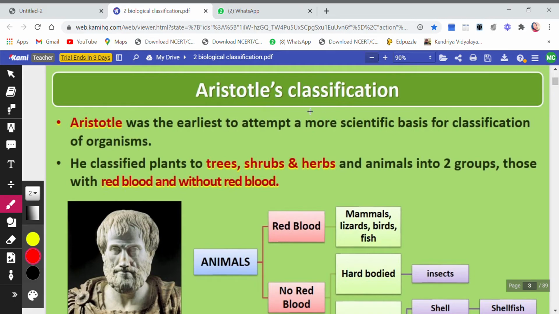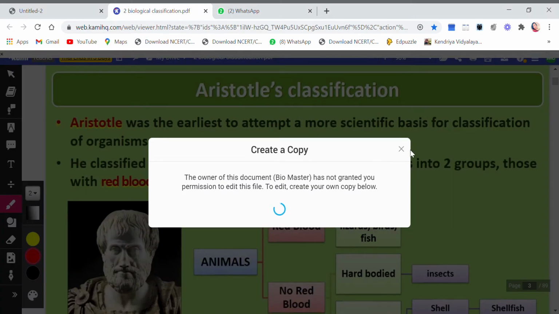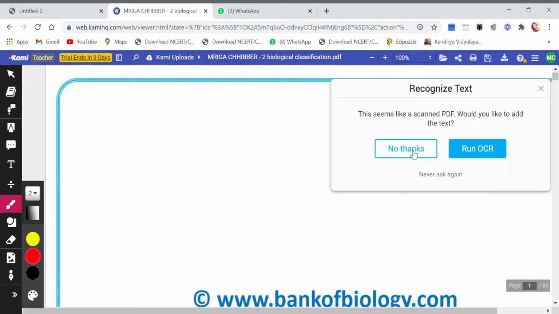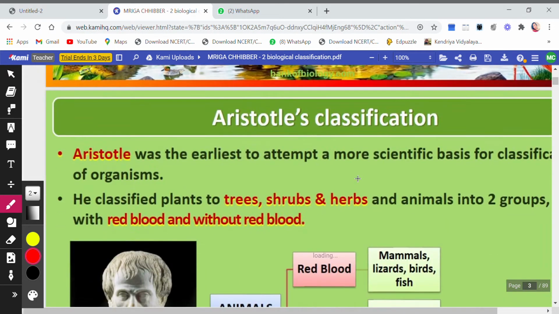So the first one is Aristotle's classification. Aristotle was the earliest to attempt the classification. He was the one who started it. He was the one who wanted to classify the organisms. So this was Aristotle, and he made an attempt to classify the organisms on a few bases.